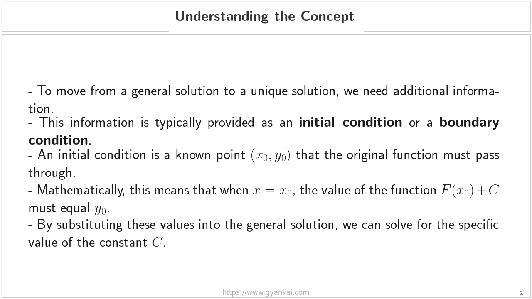Because we know x sub 0 and y sub 0, and we have an expression for F(x), we can substitute those values into our general solution and then solve for the unknown constant. See, once we find the value of C, we've uniquely defined our antiderivative. We've moved from a family of functions to a single, specific function. This is a crucial step, and we'll see how it works in practice on the next slide with a concrete example. So, keep this concept of using an initial condition to solve for C firmly in mind.